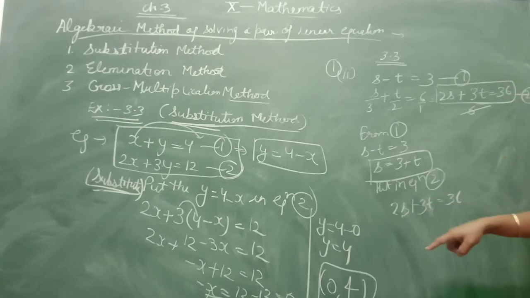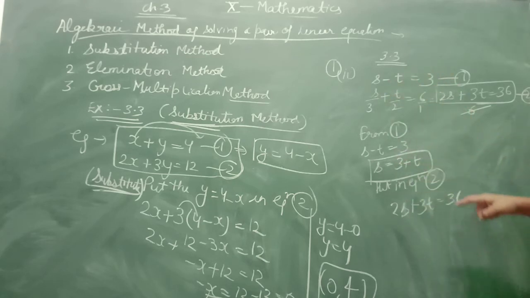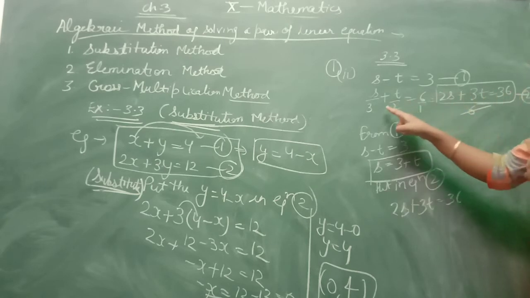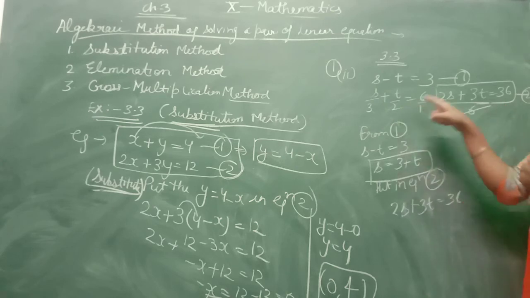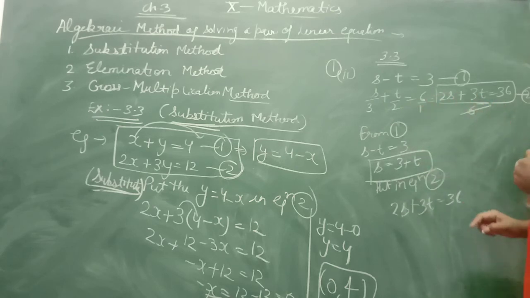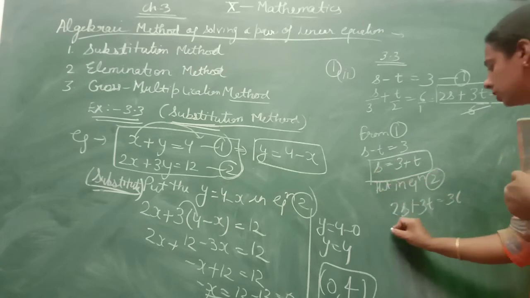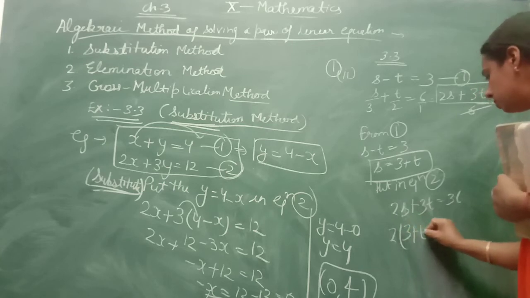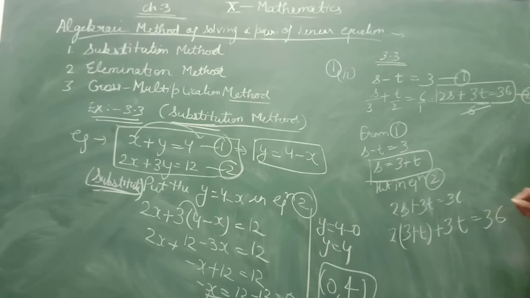If it is easy for you to put this value here, you can. Okay, it's not necessary you always take the LCM. It's all your choice. Either you can put it in this equation or in this form. Okay, both the equations are the same. There is no difference, only a difference in the simplification. So put the value of s in the left hand side of the second equation: (3 plus t) plus 3t is equal to 36.